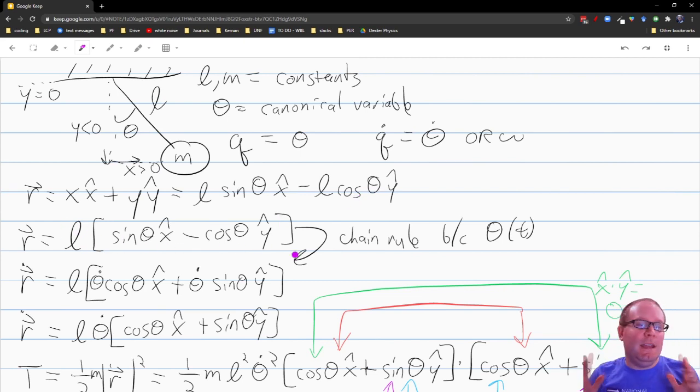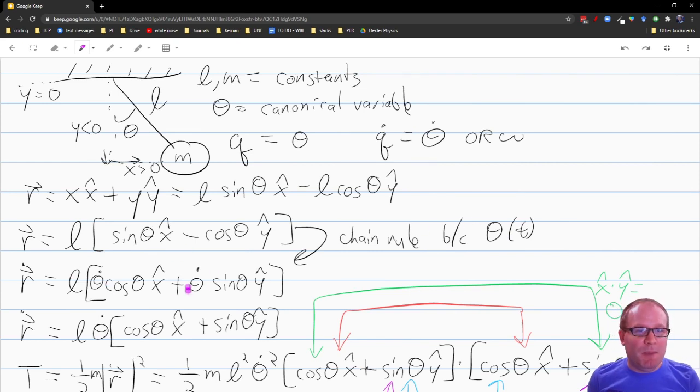The next thing we need is the derivative of this position vector, the velocity vector, because we need that for the kinetic energy. So we just take a time derivative of this piece here. The L comes along for the ride because it's a constant. Sine becomes cosine, cosine becomes negative sine, and then we apply the chain rule because theta is a function of time. So this is a full-fledged derivative.